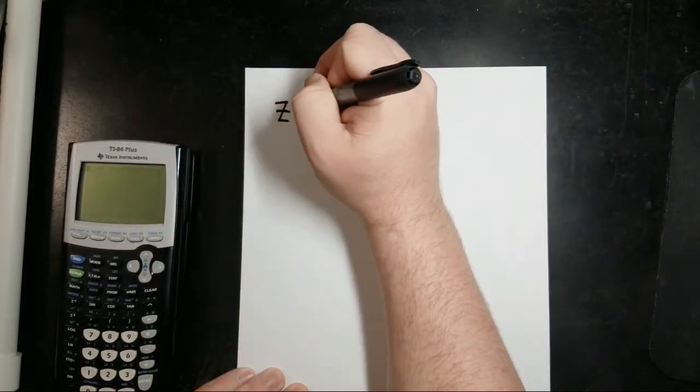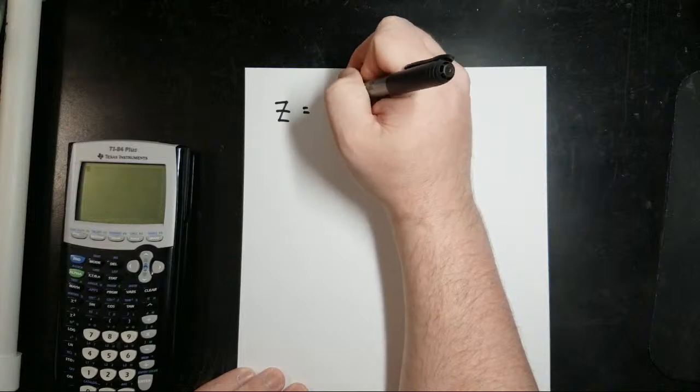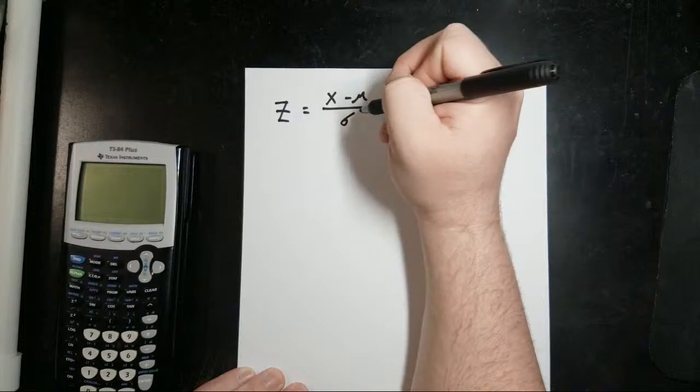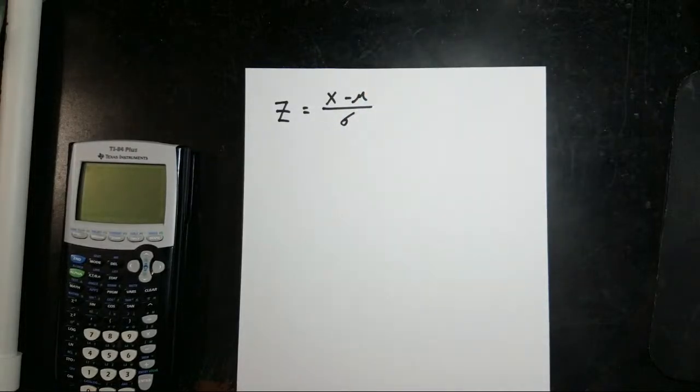In terms of being unusually high and unusually low, I mentioned Z-scores before. Z-scores are the number of standard deviations above or below the mean that a data point could potentially be. The typical way to calculate a Z-score is the data point minus mu, over sigma.